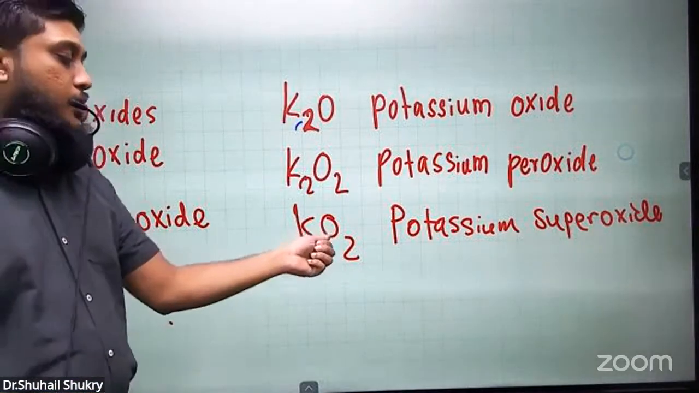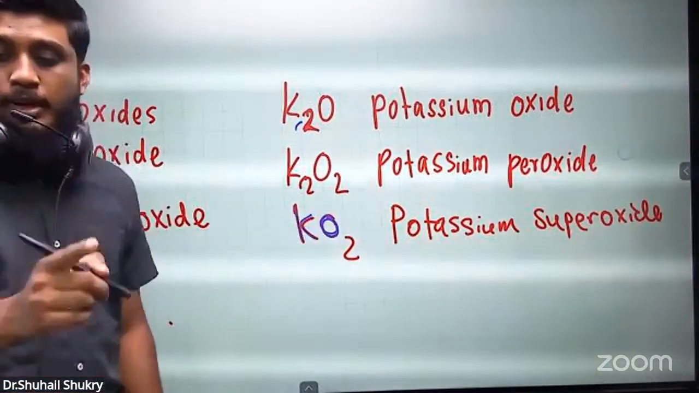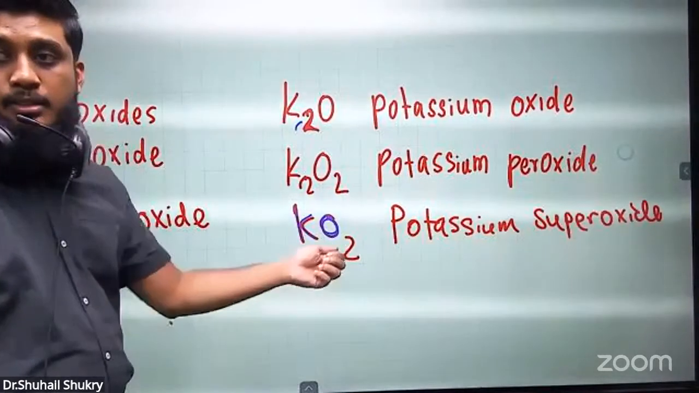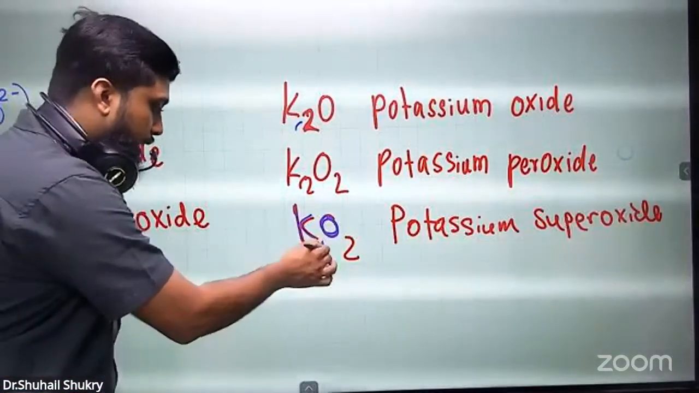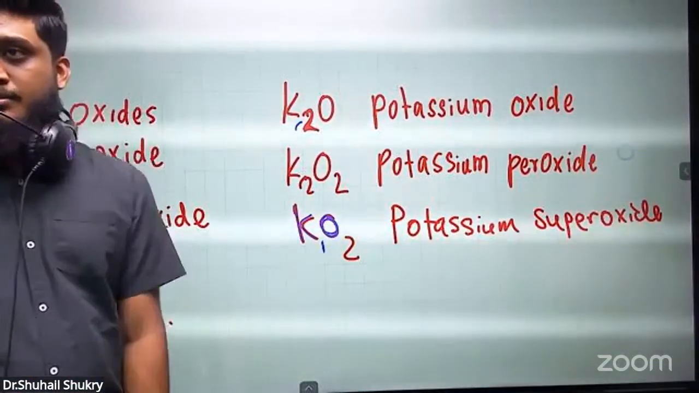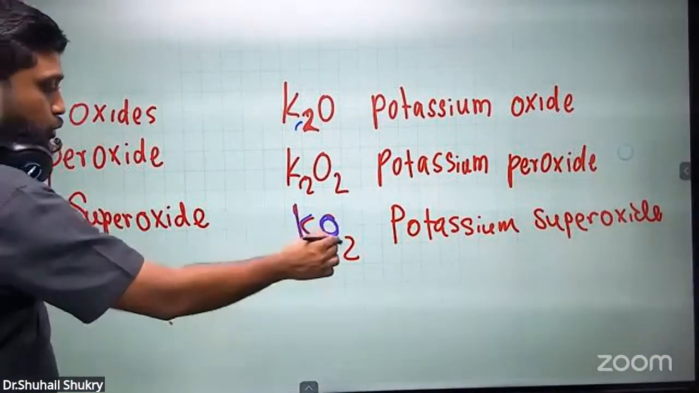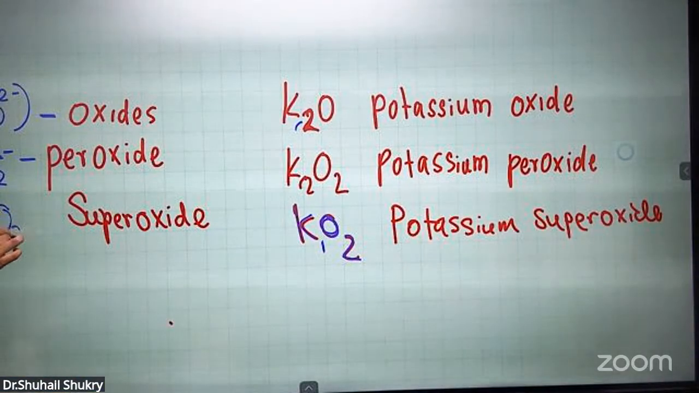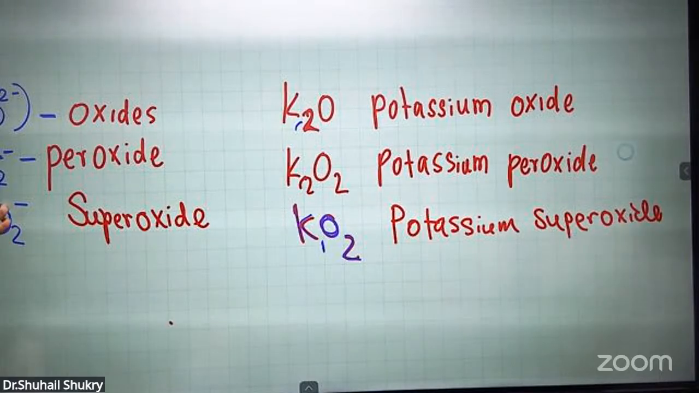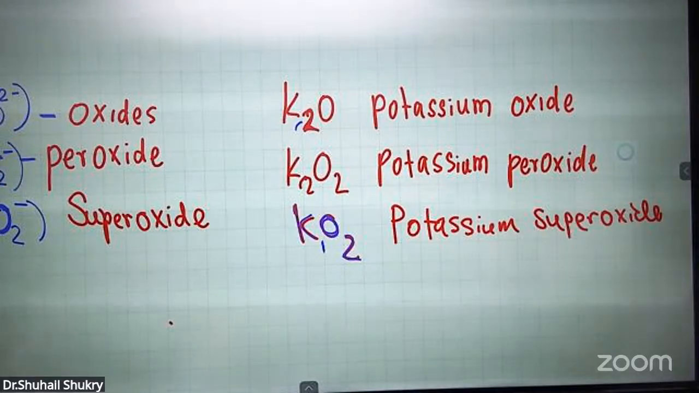Then what is the valency of this oxygen now? You know potassium's valency is how much? 1. Then what is this oxygen's valency? That also 1, right? This oxygen's valency is also 1. Then this 2 belongs to whom actually? That O2. Superoxide means it's O2 minus. Superoxide means what is it? It's O2 minus.